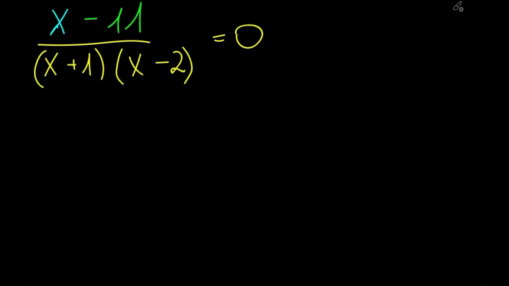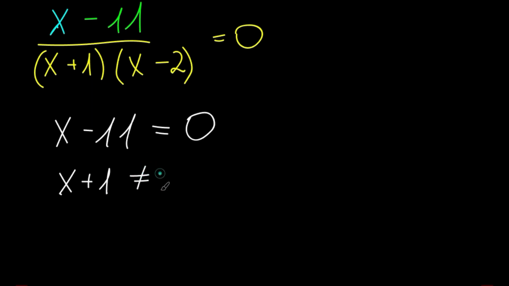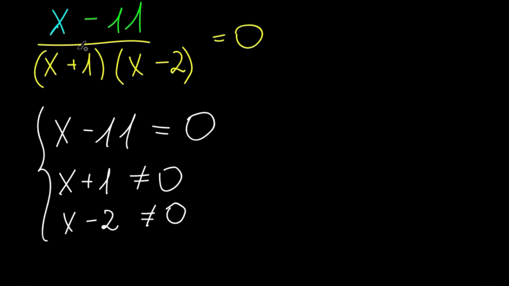Okay, so we say that our numerator x minus 11 should be equal to 0 if we want the whole fraction to be 0, and x plus 1 can't be 0, and x minus 2 can't be 0. Because you see, if I get 0 here, then multiplied by any number it will be 0, and I will be dividing by 0, and that can't be. I simply can't do that. And the same thing goes for x minus 2.